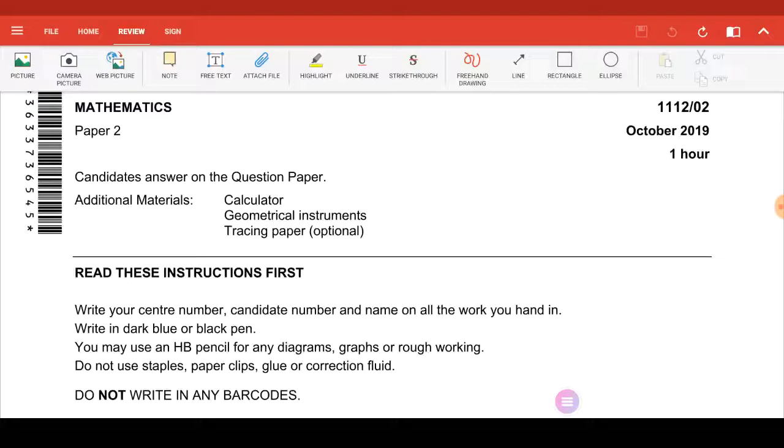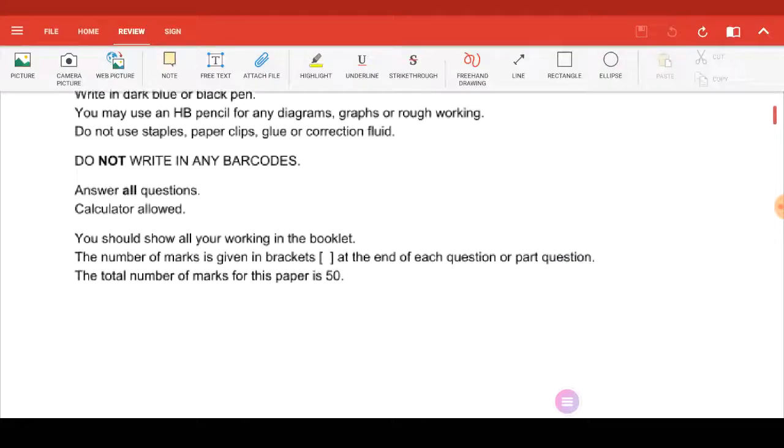This is the mathematics exam for year 8, the Cambridge takers, October 2019. This is paper 2 and the calculator is allowed.